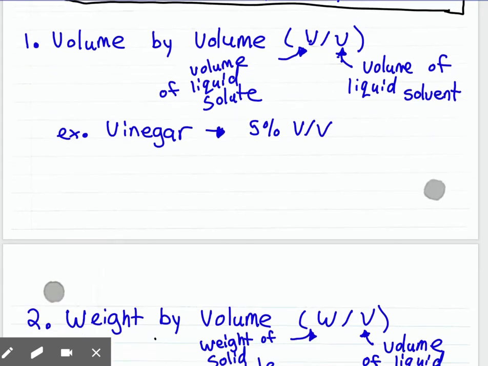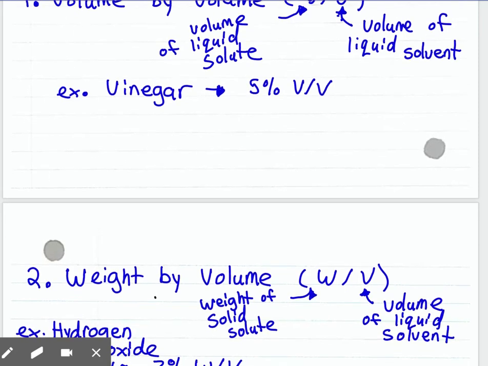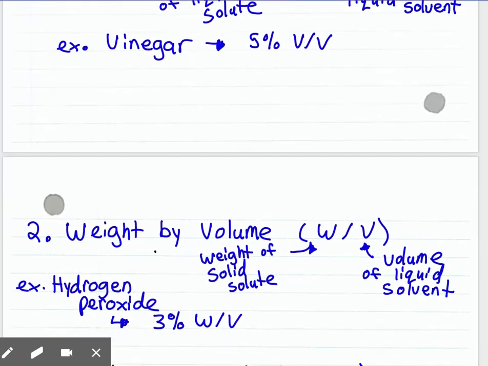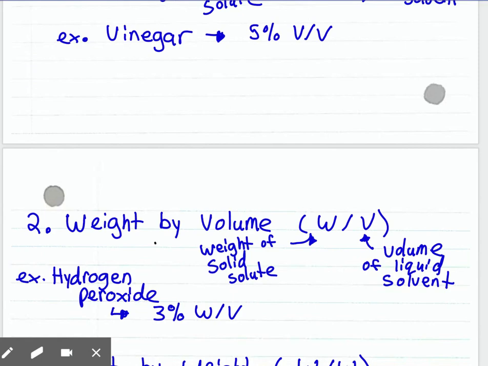Now, sometimes solutions are not prepared volume by volume. They're prepared with a solid solute. So this is a weight by volume concentration. It's when you have a solid solute and a liquid solvent, and the solution is made that way. If I was to communicate the concentration of my hot chocolate, I would use a weight by volume concentration, because I've used a solid hot chocolate powder and I've dissolved it in liquid water.